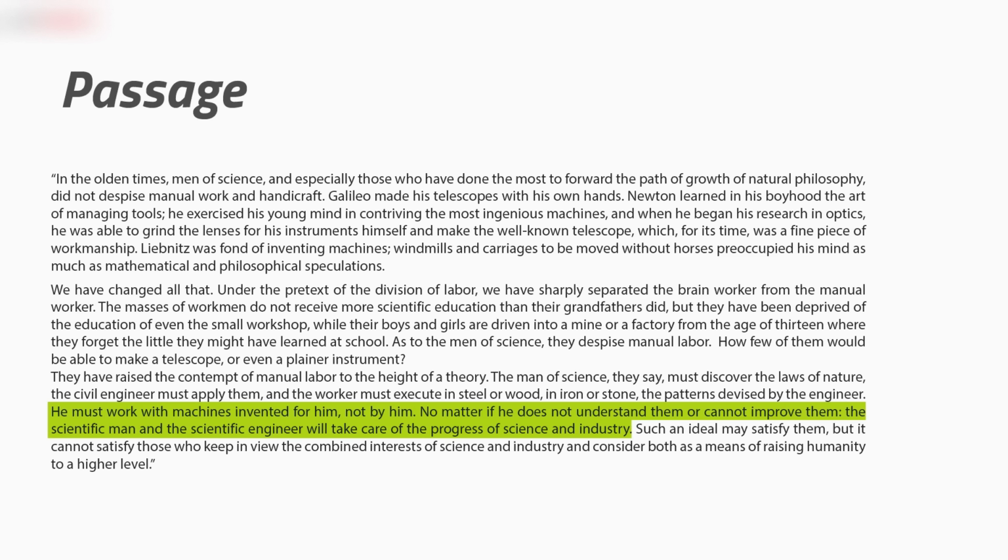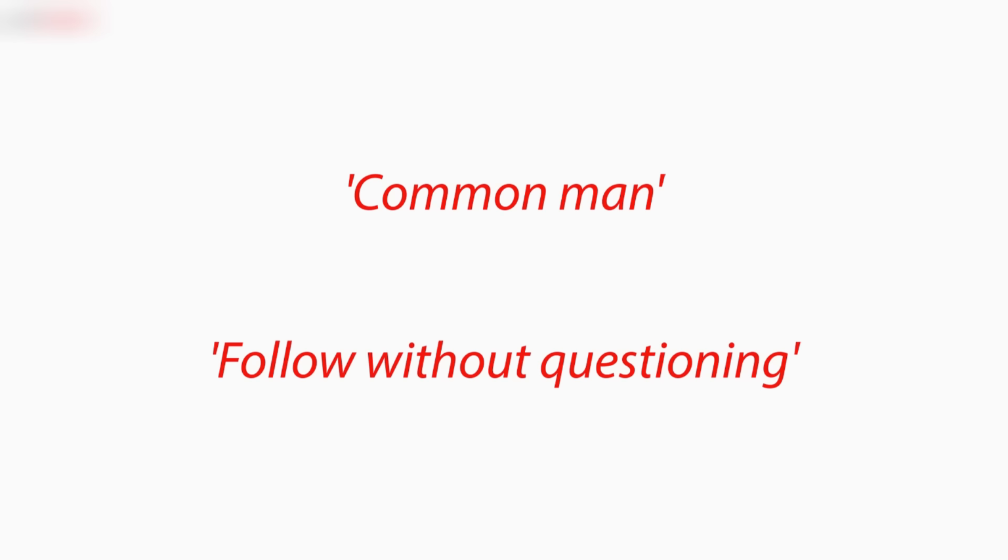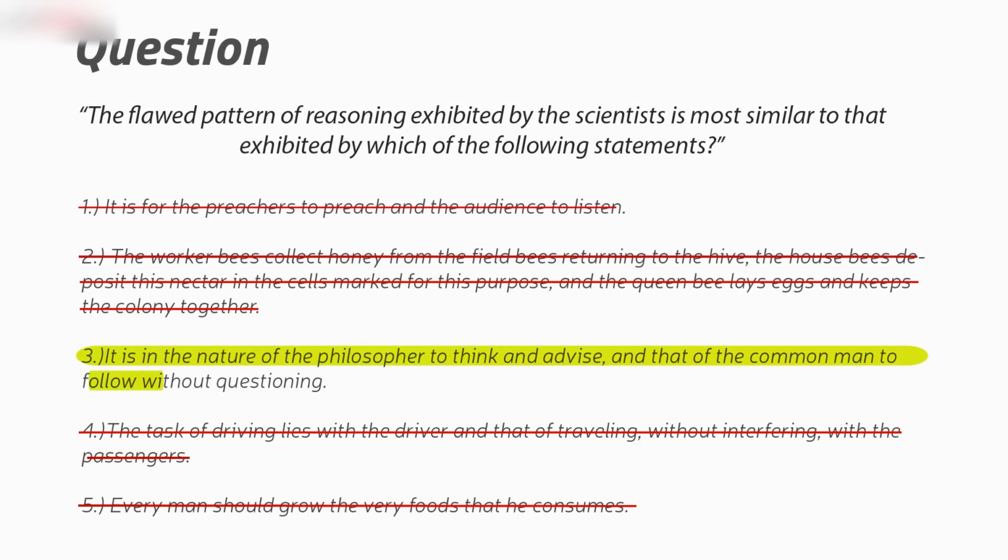He must work with machines invented for him, not by him. No matter if he does not understand them or cannot improve them, the scientific man and the scientific engineer will take care of the progress of science and industry. Words and phrases like common man and follow without questioning give the game away. And that's why you can conclude without a doubt that the third option is your answer. Go ahead and attempt it with confidence.